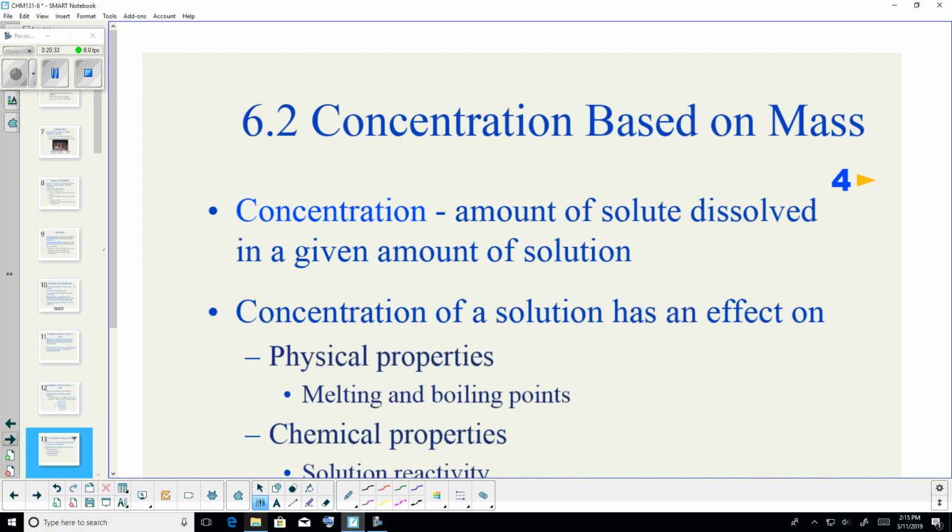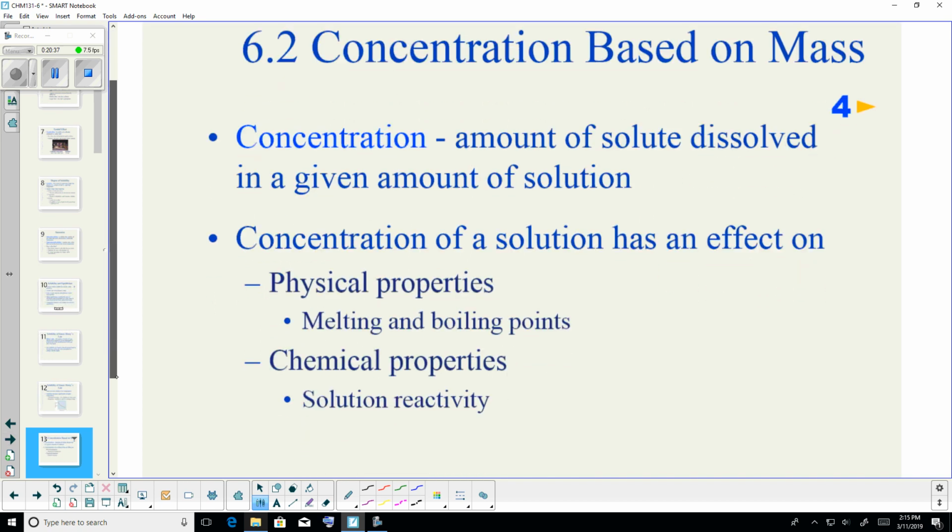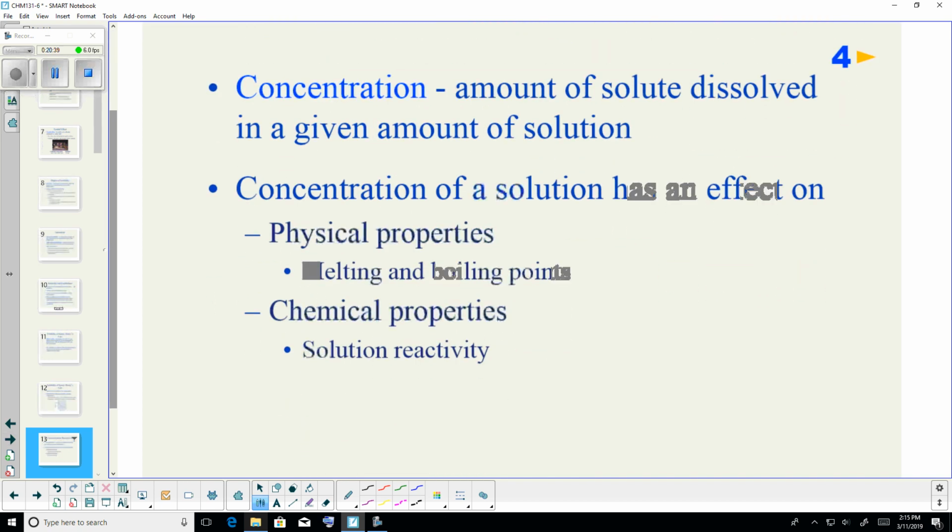So the concentration of a solution has effect on its physical properties, melting and boiling points, and its chemical properties, solution reactivity. You can kind of predict which is going to react faster, concentrated or dilute. The what? Concentrated, yeah. Why? Okay, that's a lawyer answer. Okay. No, it's more. Okay.